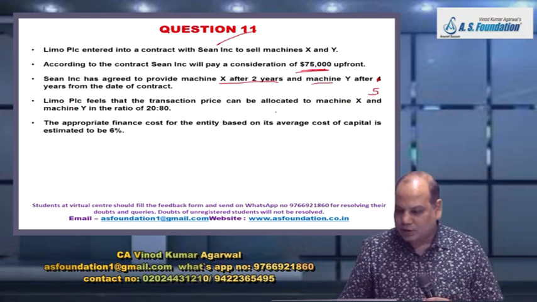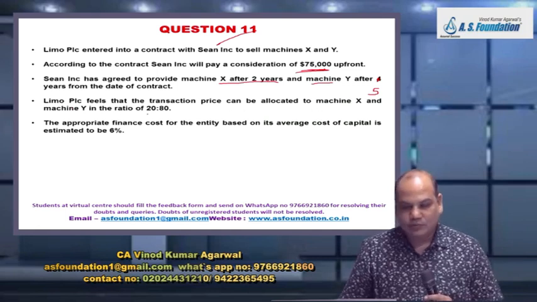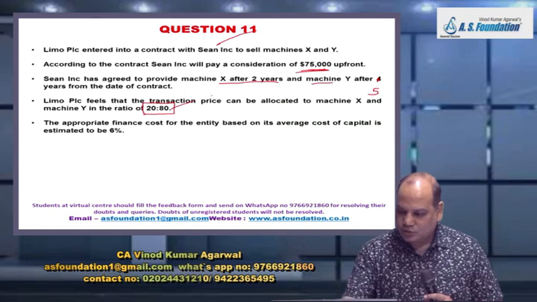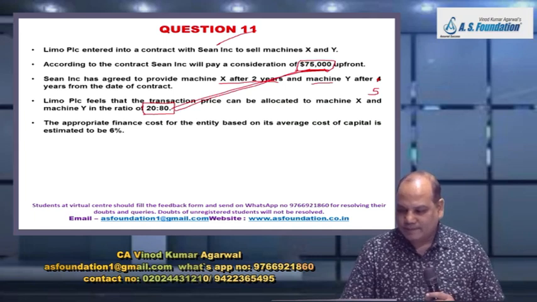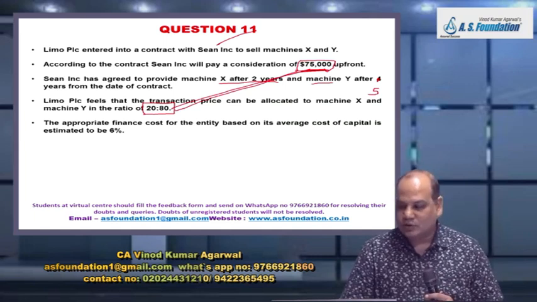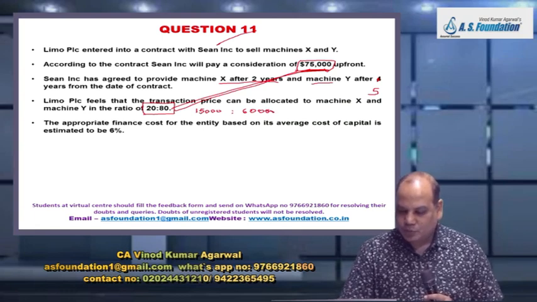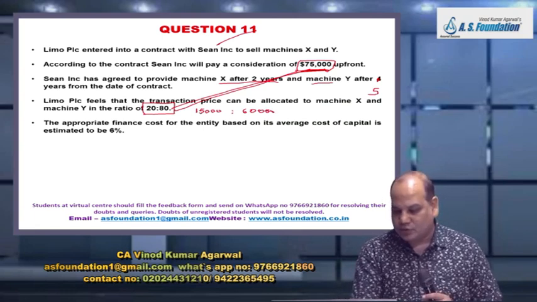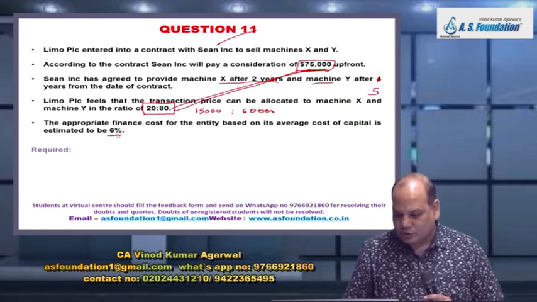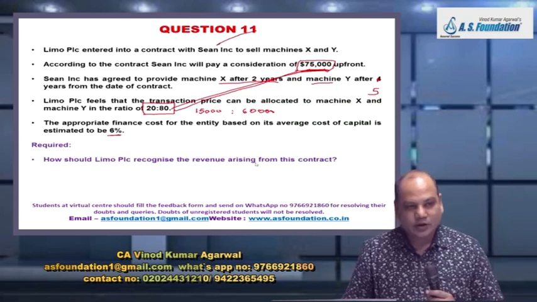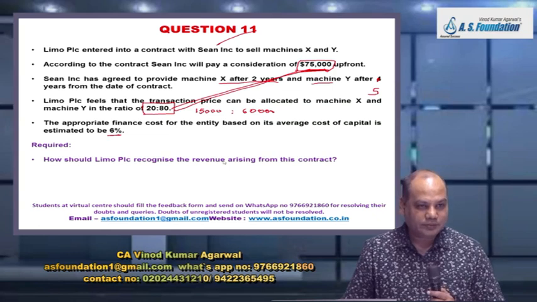Limo feels the transaction price can be allocated to machine X and Y in the ratio of 20:80. So 20:80 is 75,000, has 2 components, X and Y. How much is for X? 15,000. How much is for Y? 60,000. Okay. The appropriate finance cost for the entity based on the average cost of capital is 6%. This is your finance cost. How should this company recognize the revenue arising from the contract?